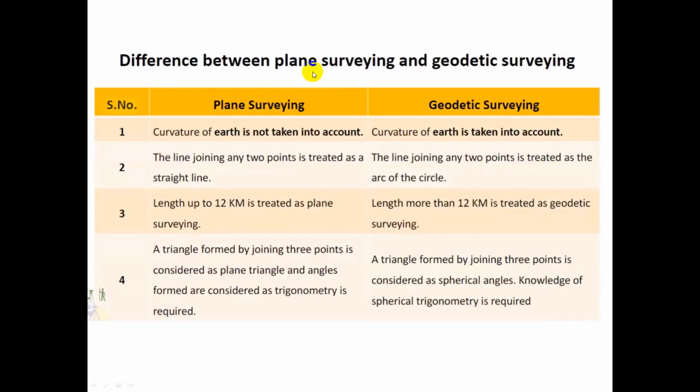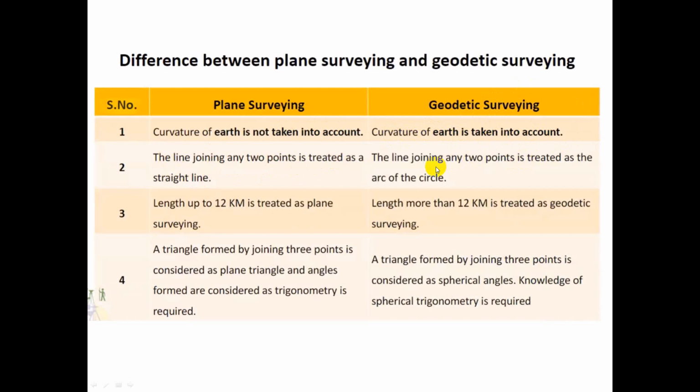So atong i-summarize ang difference between plane and geodetic surveying. So tanawa nga naa diri ang inyong answer sa first assignment. So sa plane surveying, curvature of the earth is not taken into account. Again, straight line tanan niyang i-consider. So sa geodetic, i-consider na niya ang curvature of the earth. So the line joining any two points is treated as a straight line. So straight line lang, kay mga mugbo ra man nga distance, negligible ang pagka-curve sa earth.